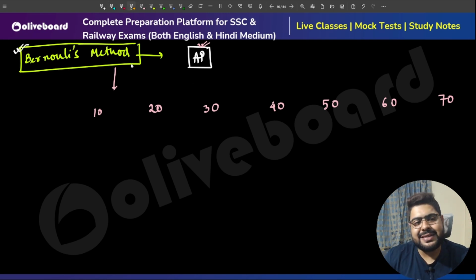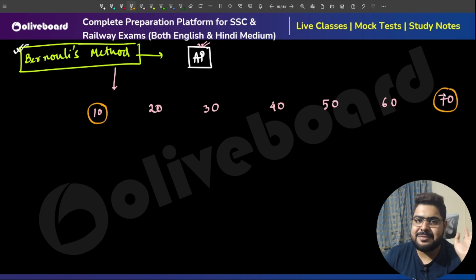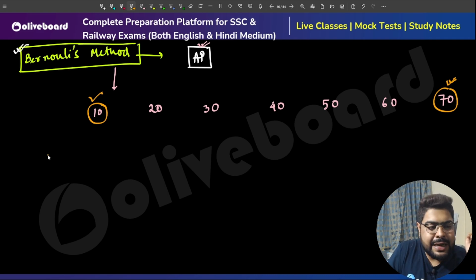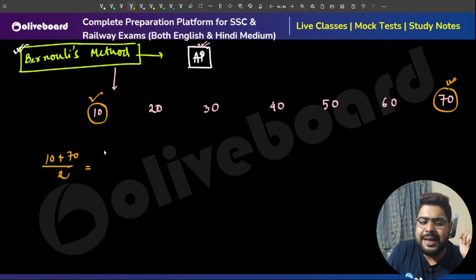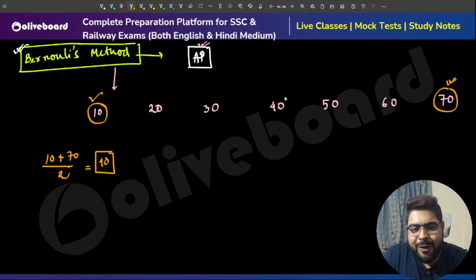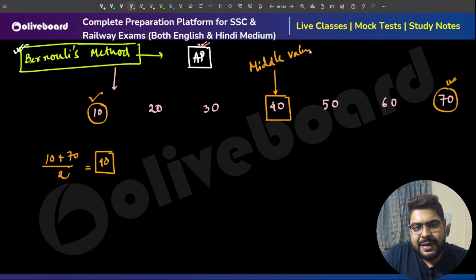So you take the average of the first and the last term. If we take the first and the last term, the average is what? 10 plus 70 divided by 2. That is 80 by 2, that is 40. Right? So again, 40 is nothing but your middle value. You see, very interesting thing. Another very interesting thing, sir.